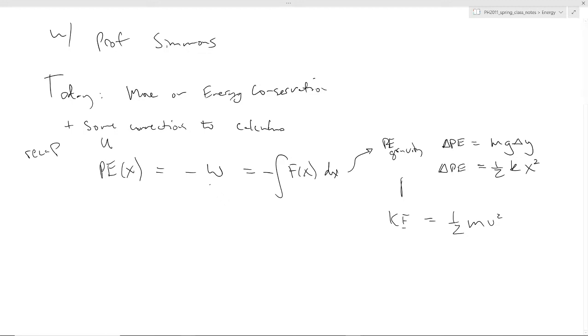And then the complementary math statement that we had made was, well, what if you're given the potential energy and you want to find the force? You can imagine taking a derivative of this whole situation. And so the other relationship that we had was the fact that the force was given by the negative derivative of potential energy.